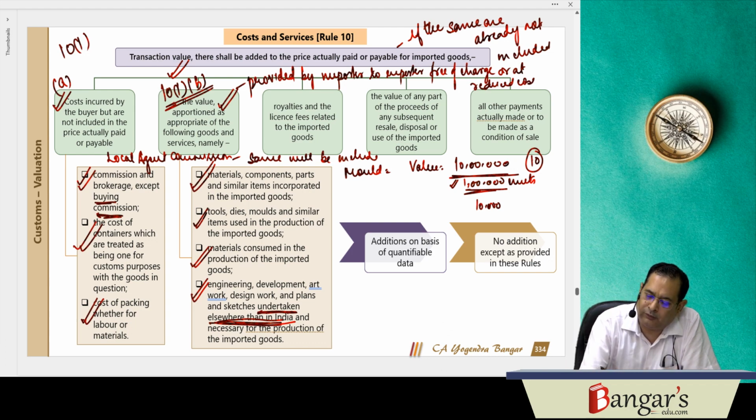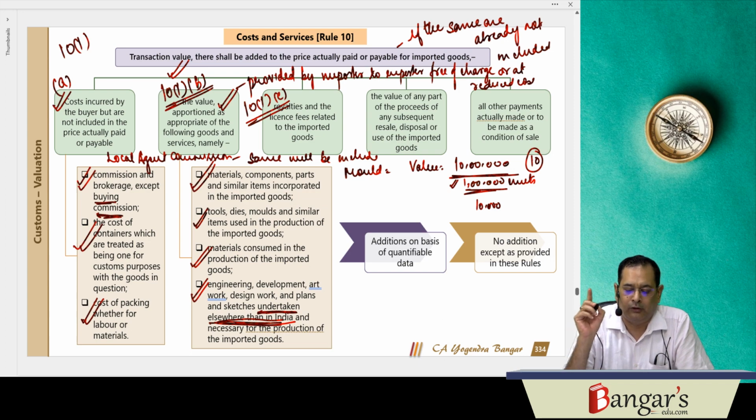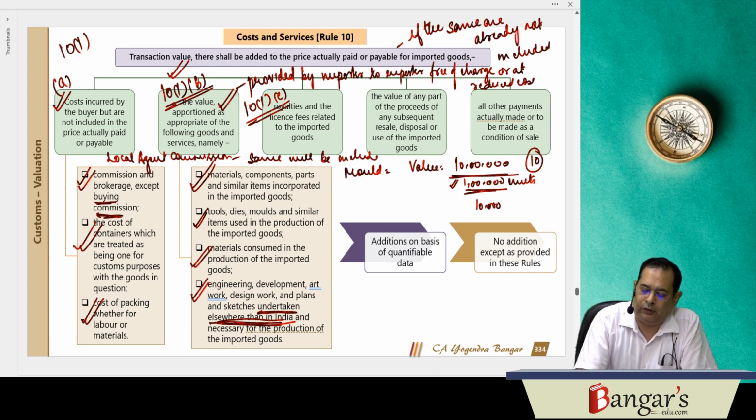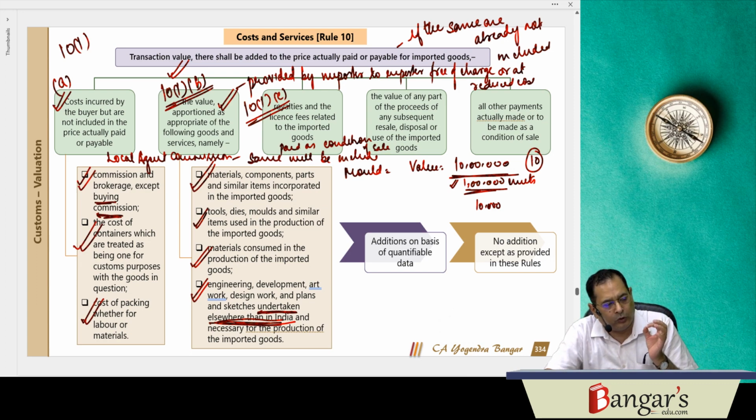Then what is 10(1)(c)? 10(1)(c) is royalties and license fees. Royalties and license fees related to the imported goods, and which are paid as a condition of sale. That will be included; the same will be included. Royalties and license fees are included in the value. And here, even if the goods are subjected, after importation, to the process for which royalty is paid, then also the royalty and license fees will be included.